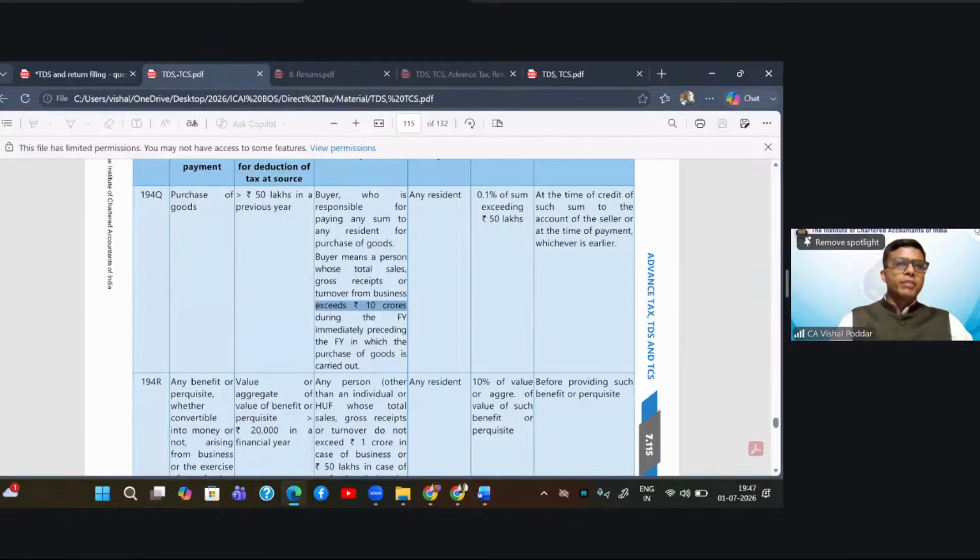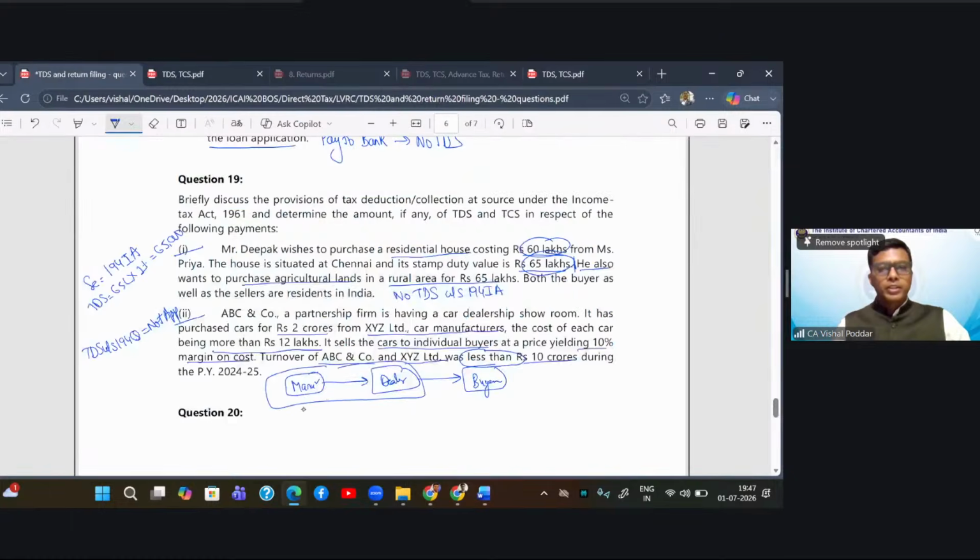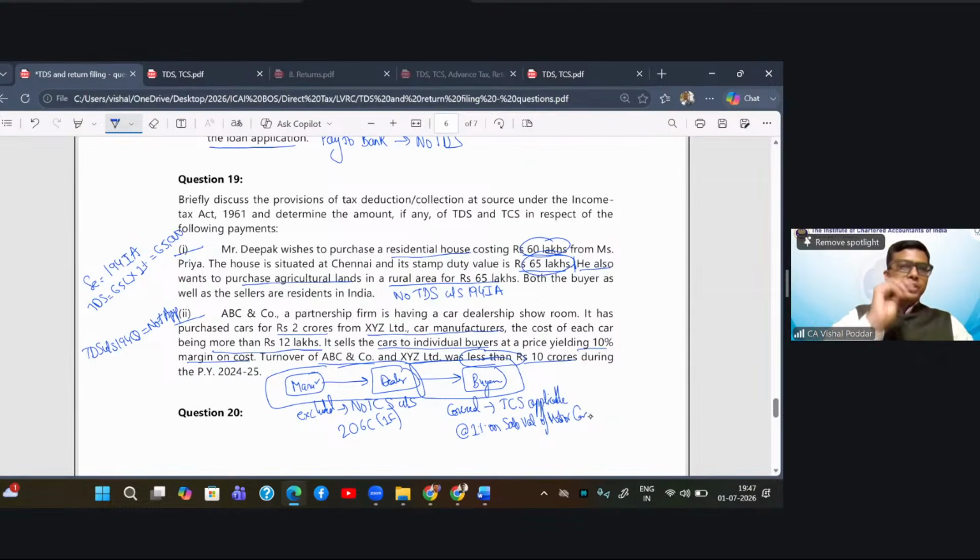So effectively, this transaction has been excluded. So no TCS under 206C(1F). But this is covered. So TCS is applicable at the rate of 1% on sale value of motor car. Students, I hope this is clear.